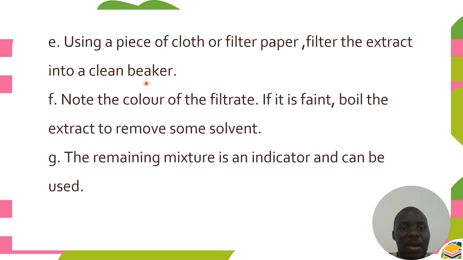You are going to get the extract, which means you're going to remove some of the materials which were there. Note the color of the filtrate. Here it's very important to observe this. The addition of propanol or ethanol may change the complexion of how the color of your extract looks. So if it is faint, it means you need to boil. If you boil, you are going to remove some of the solvent and remain with the actual extract. The remaining mixture after boiling is an indicator known as a simple acid-base indicator, which can be used.